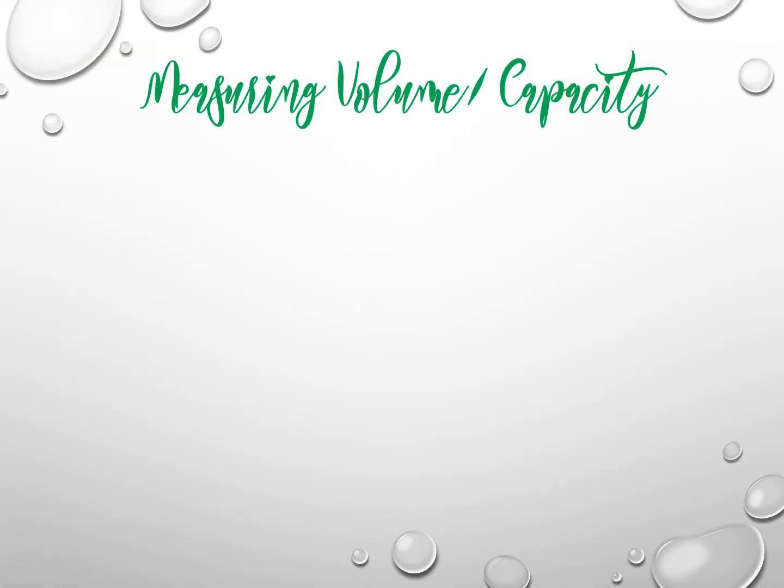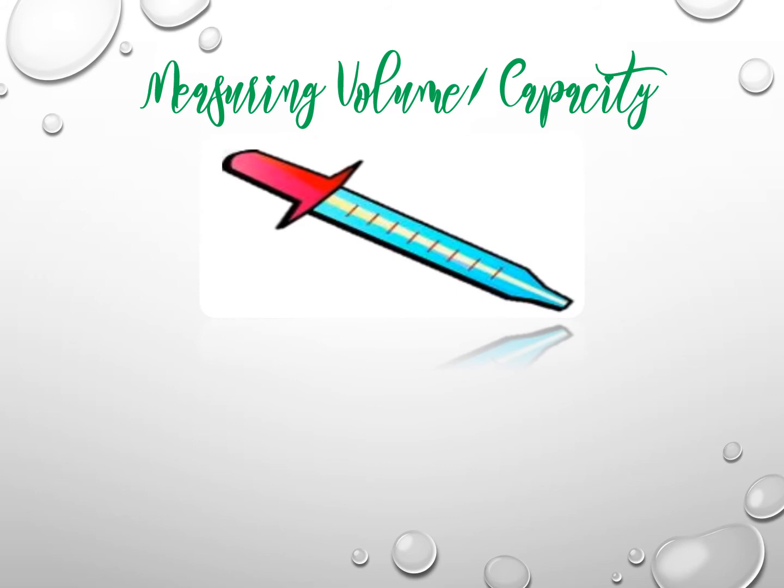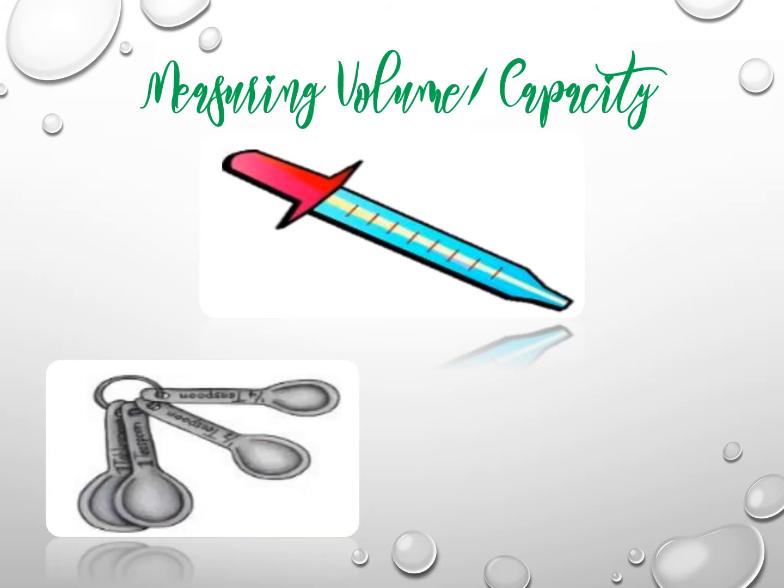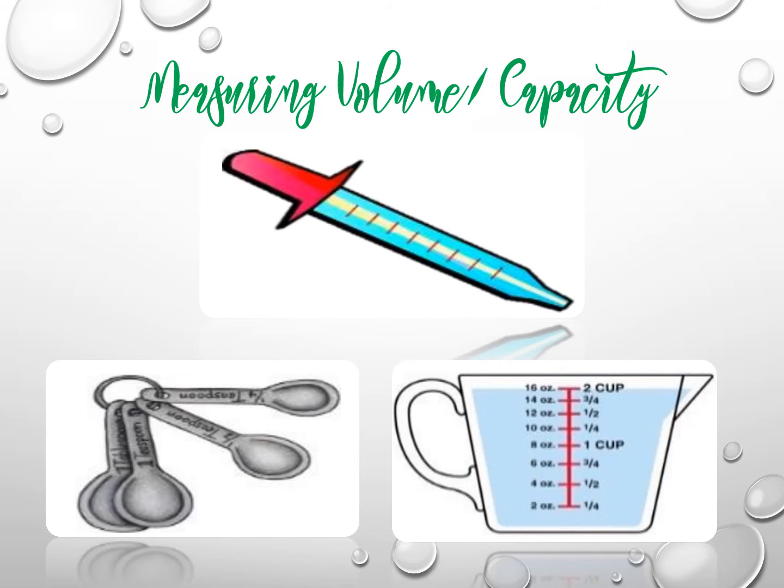For the two measurements discussed, measuring volume also has different devices to be used, like for example, the medicine dropper, the spoon, the teaspoons, and the measuring cup. Those are the objects that can be used to find the volume of the smaller objects. Like for example, the medical dropper.